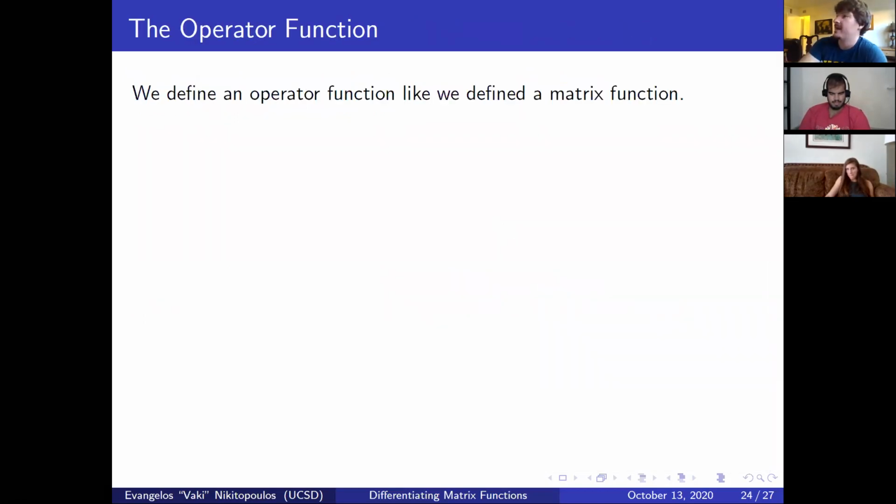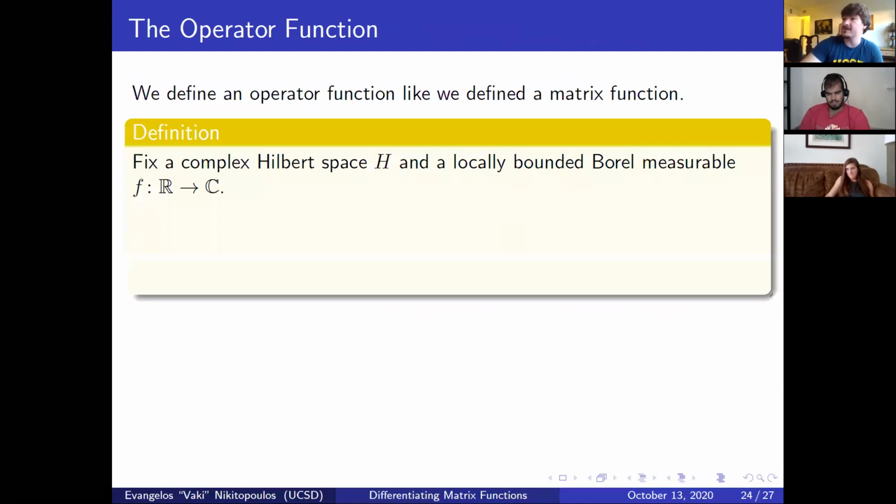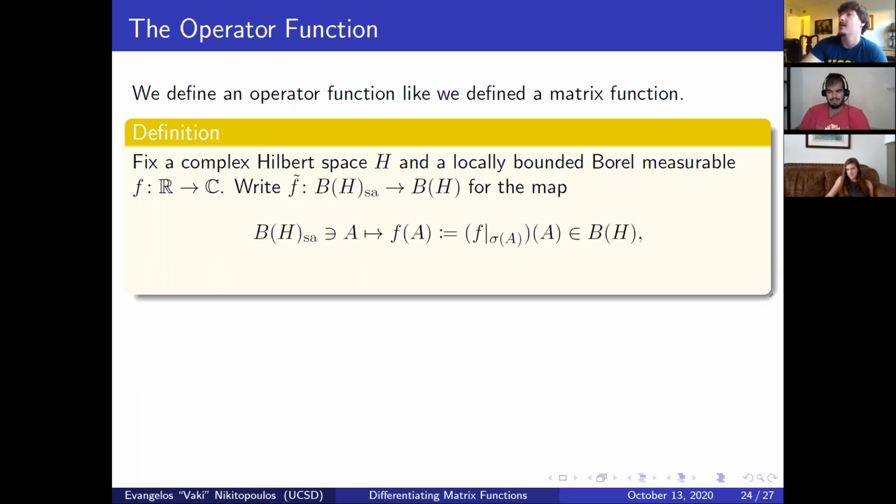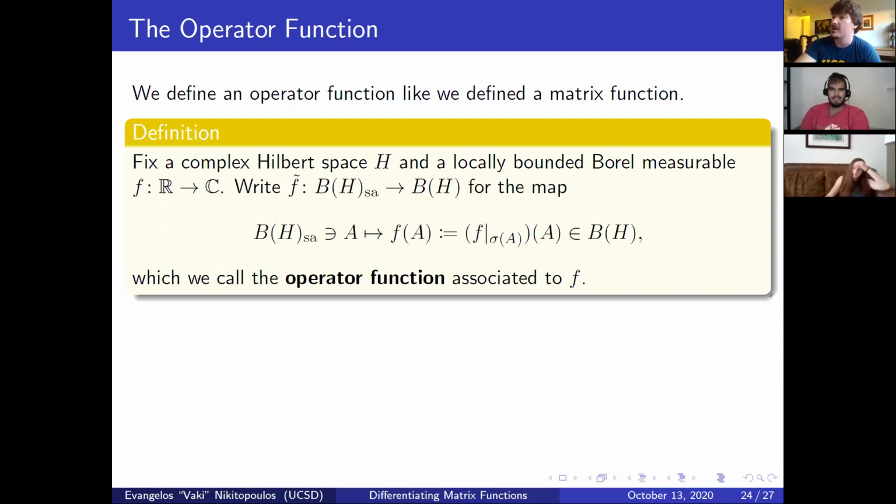All right, so that leads us to the same definition of an operator function. Fix a complex Hilbert space H and a locally bounded Borel measurable function f from R to C. And we're going to write f tilde for the map that takes a bounded self-adjoint operator to f of that bounded self-adjoint operator, which is another bounded operator. We're going to call this the operator function associated to f.